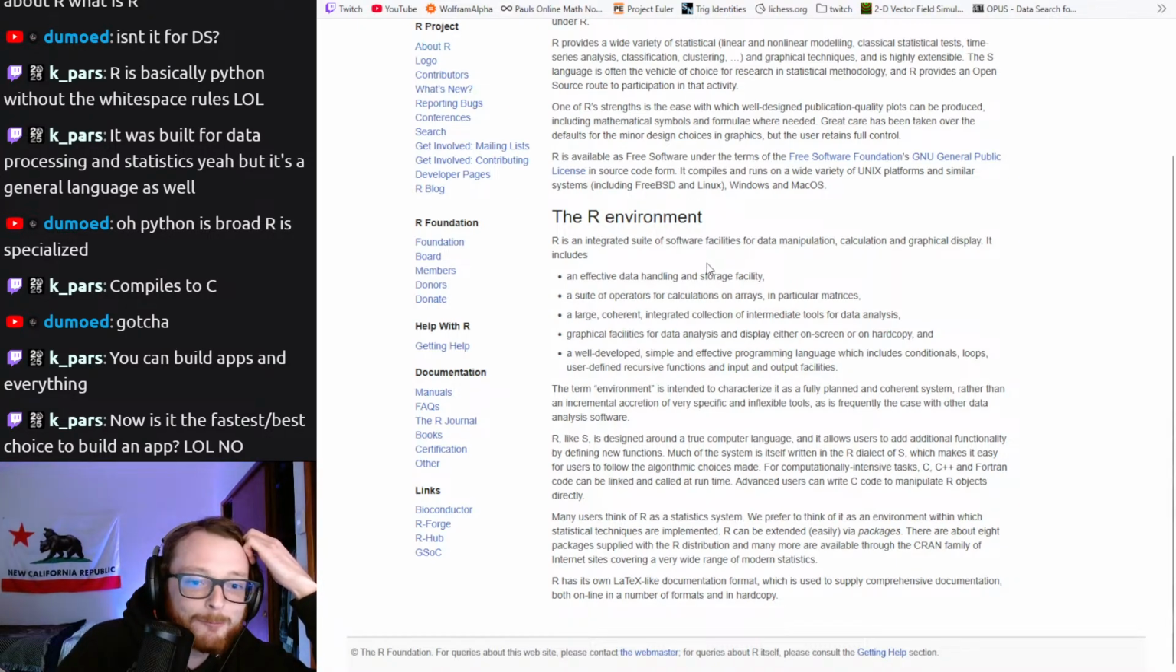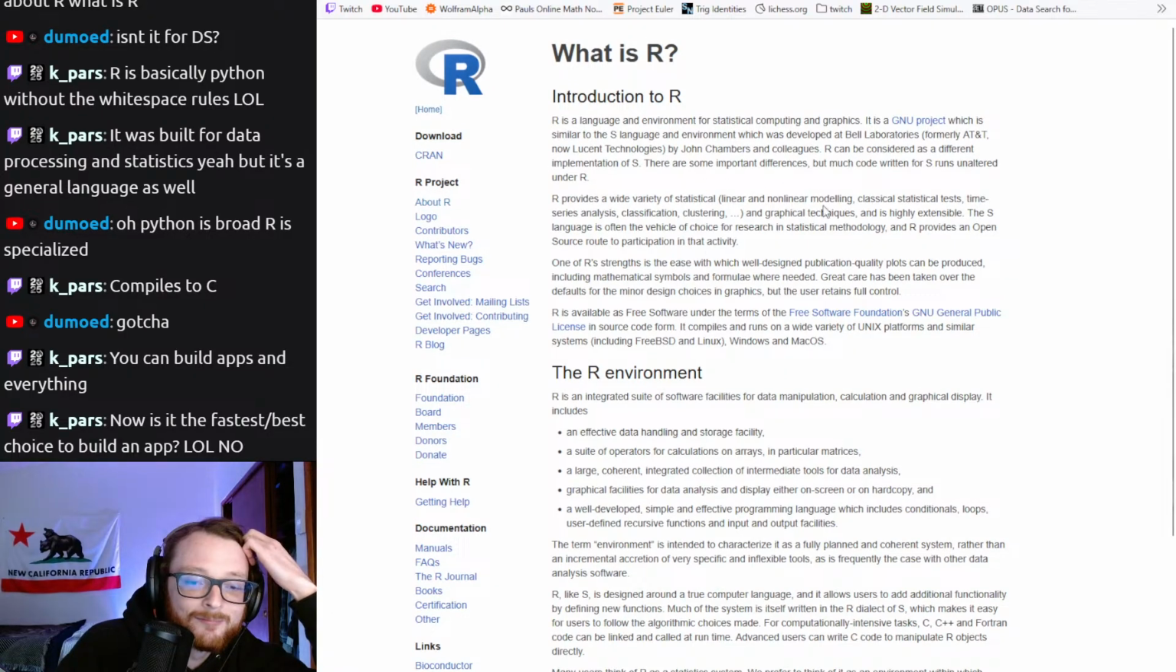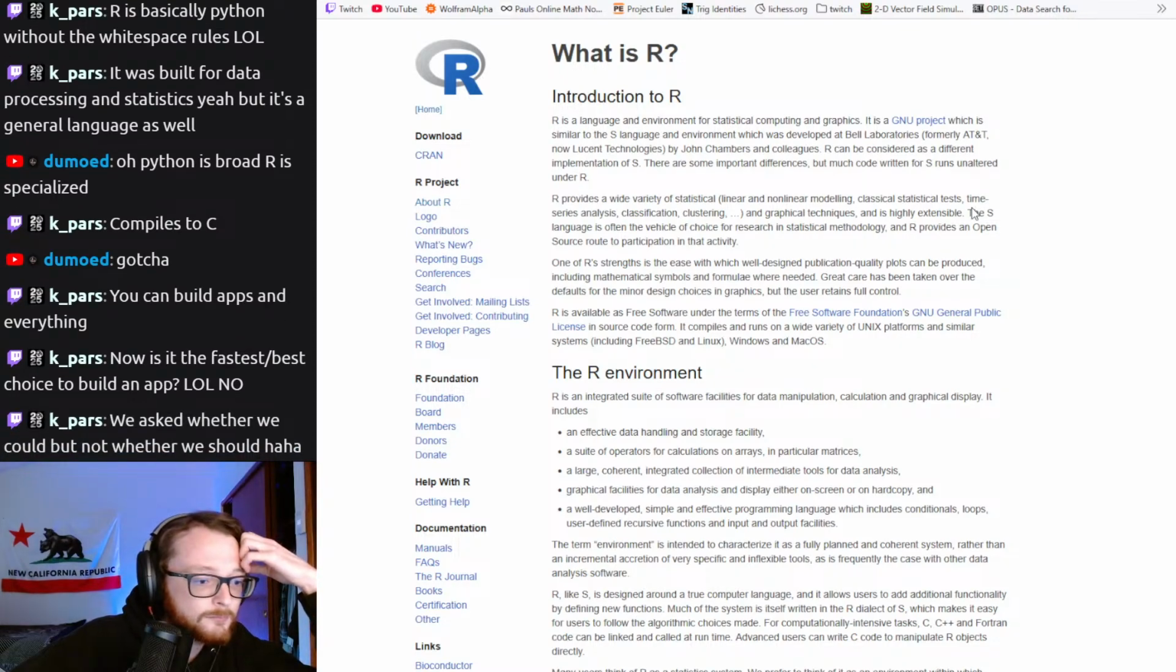I've even heard that with Python. Last quarter for my math biology class, we had to do a project that pretty much involves coding in some way, and I heard some other groups criticizing Python for being too slow to run simulations, and they had a lot better success with Julia. We asked whether we could, but not whether we should.